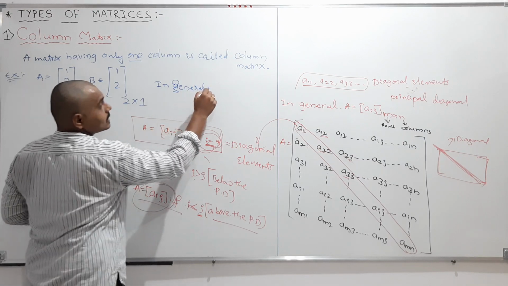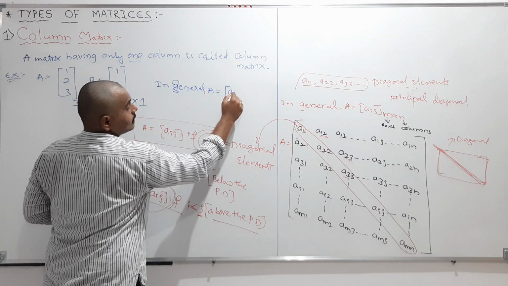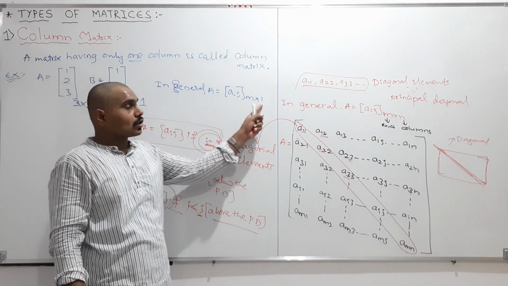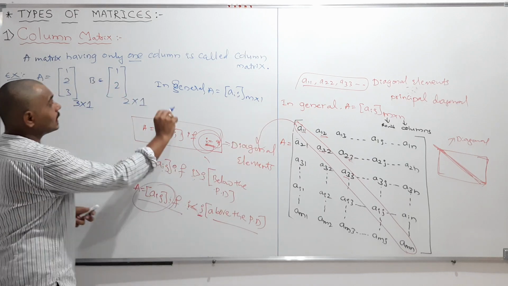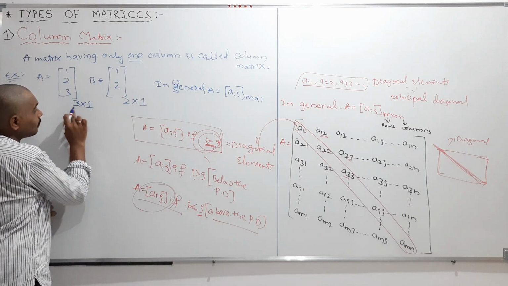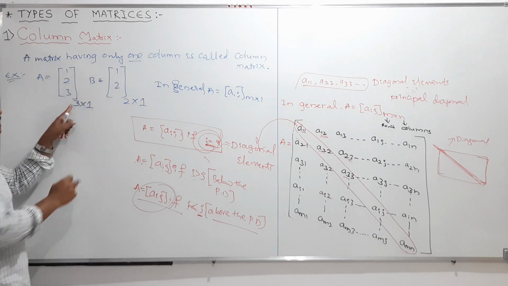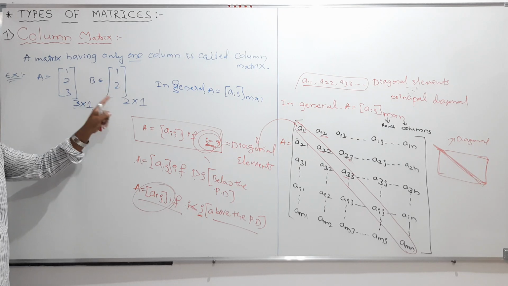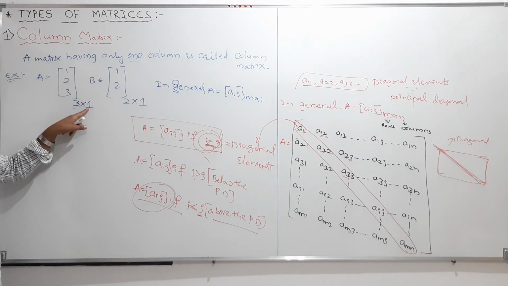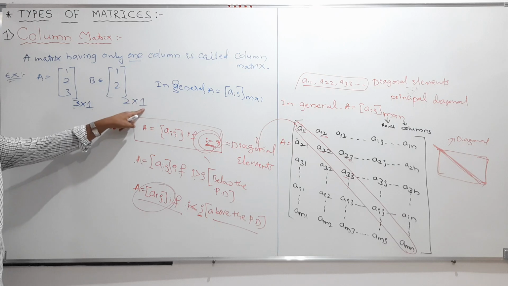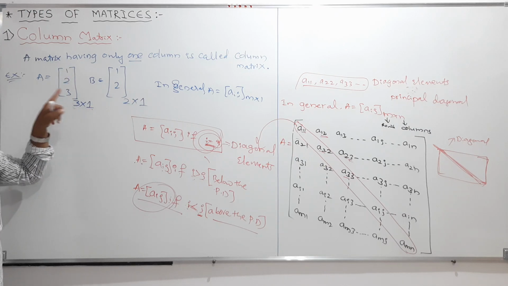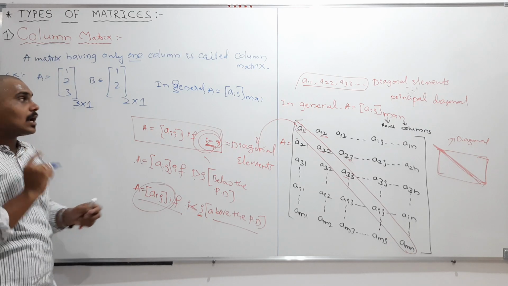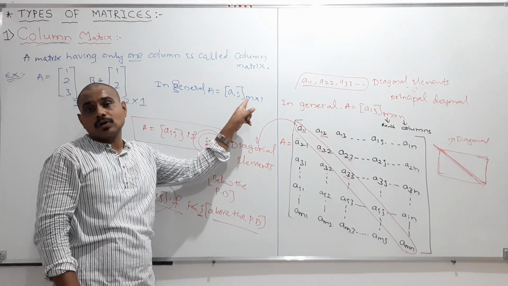a column matrix will be like this. In general, we will write the order of the column matrix is always m cross 1. Why m cross 1? Here the only possibility is that the rows may change. In this case 3 rows are there, in this case 2 rows are there. But always the column is 1 only. Here also column is 1, here also column is 1. So therefore in general, if the matrix is a column matrix, then the matrix order is always m cross 1.